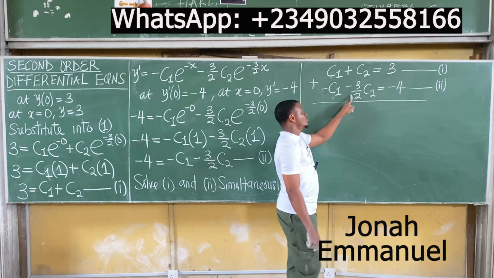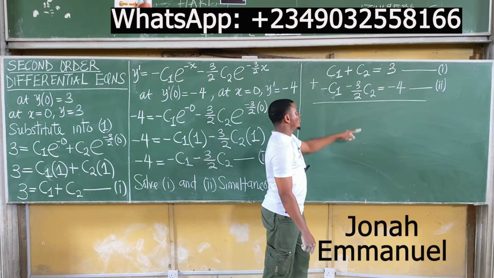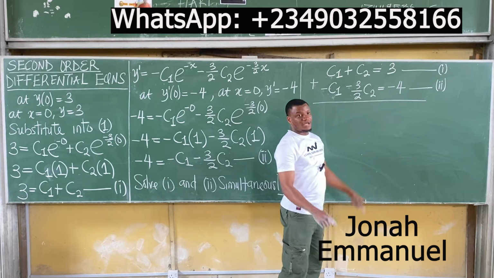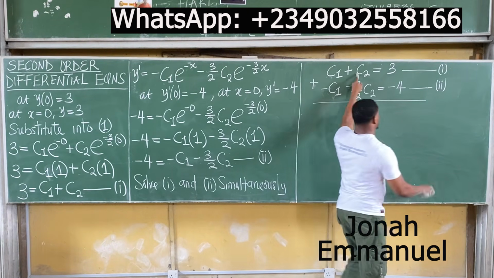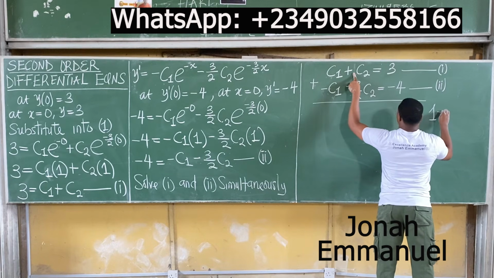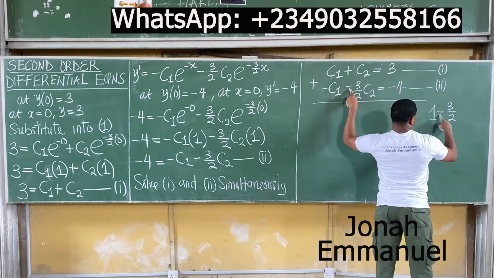Again, we are adding. So plus minus is what there? Minus. Right, so it becomes C2 minus 3 over 2 C2. Now to solve this, all you have to do is this. Just punch, the coefficient here is 1. Just punch 1 minus 3 over 2. We've said plus minus is minus, so minus 3 over 2.